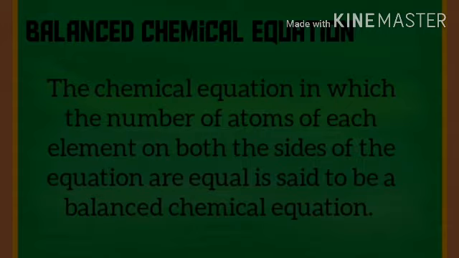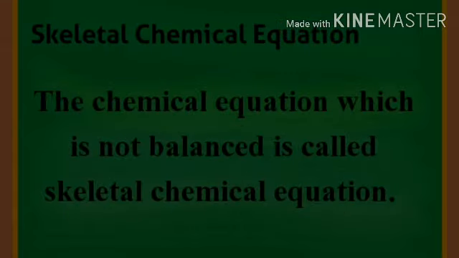Balanced chemical equation. The chemical equation in which the number of atoms of each element on both the sides of the equation are equal is said to be a balanced chemical equation. Skeletal chemical equation. The chemical equation which is not balanced is called skeletal chemical equation.